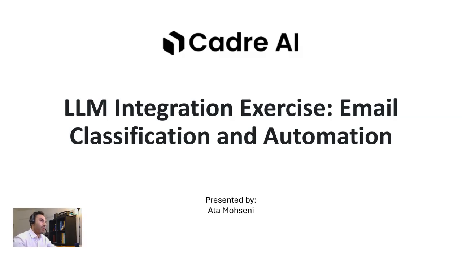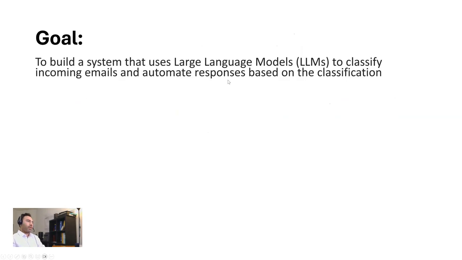So this project, the goal is to build a system that uses large language models, LLMs, to classify incoming email and automate the response based on the classification. I'm going to explain the pipeline and the procedure using the PowerPoint. And when I'm explaining the steps in the PowerPoint, I'm going to go back and forth to the Python code and talk more in detail about the code and the process and the steps of the project.